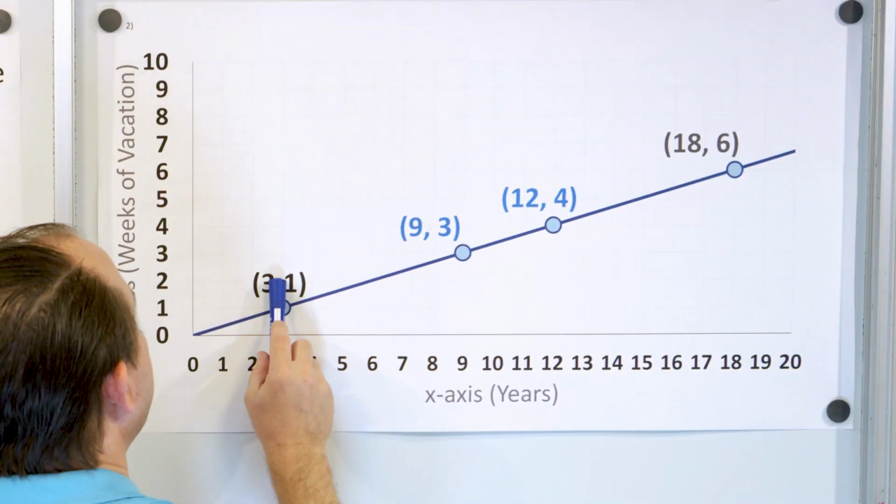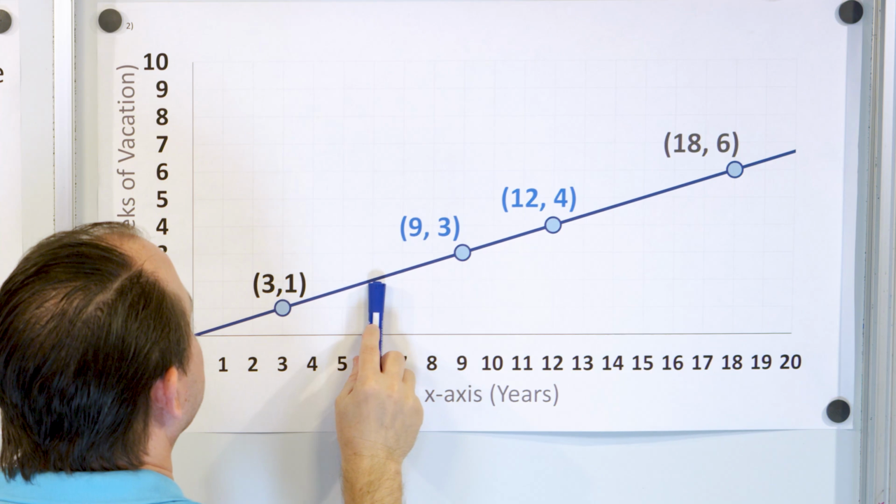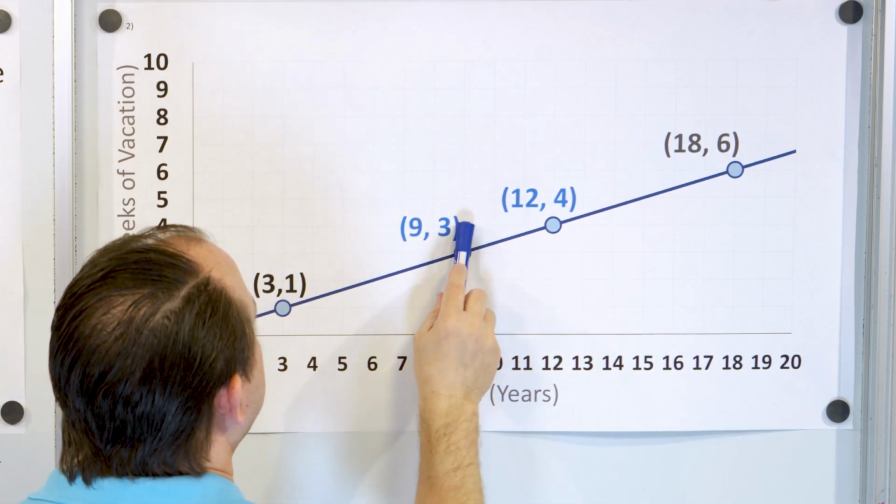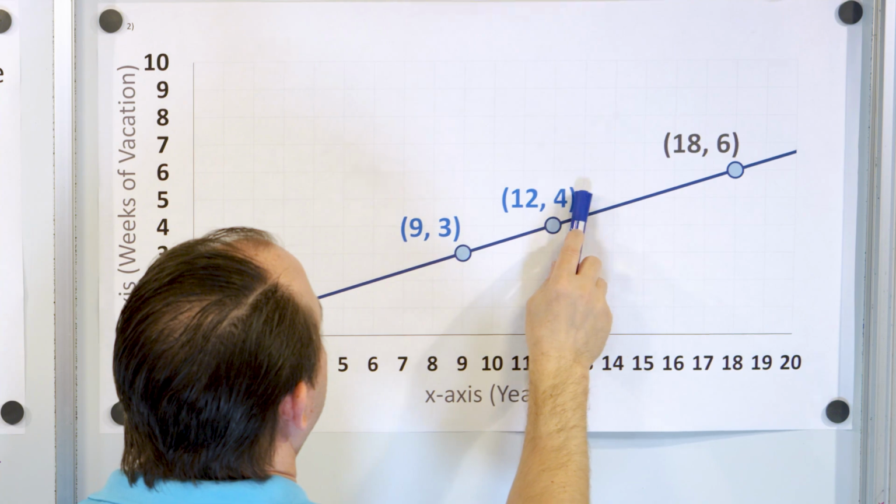So that means 1 going up, and then 1, 2, 3 over, and then up 1 and over 1, 2, 3, up 1, 1, 2, 3, up 1, 1, 2, 3, and so on.